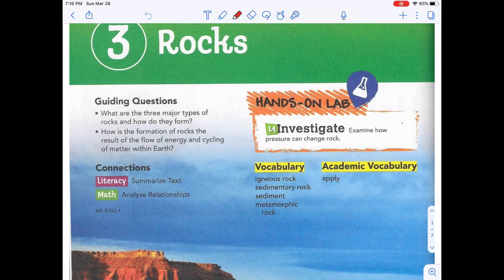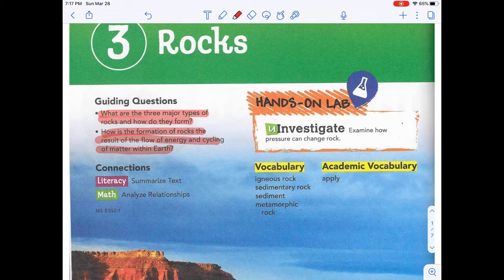We have some guiding questions that we're going to be focusing on this lesson, and they are: what are the three main types of rocks and how do they form? How is the formation of rocks the result of the flow of energy and the cycling of matter within the earth? So really this lesson is going to be about the three main types of rocks: igneous, sedimentary, and metamorphic. The similarities and differences between them, where they form, how they form, and the process they go through to change from one type to another.